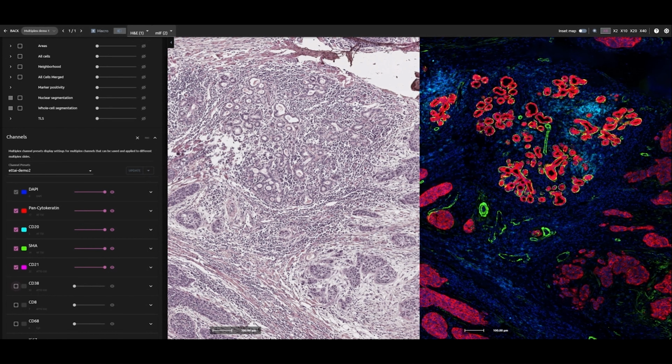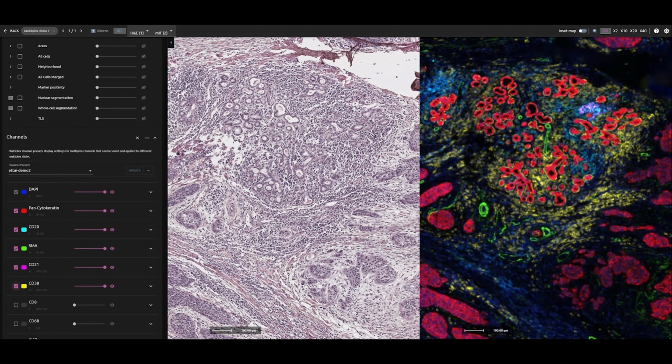Now, if you want to identify whether one of these B cell aggregates is a TLS, we can turn on CD21. Indeed, we can see in the top right corner a B cell aggregate which is also positive for CD21, which is a marker for follicular dendritic cells, and this is the TLS. In yellow, you can see CD38, which is a marker for plasma cells, and we can see that this tumor is surrounded by a lot of plasma cells as well as B cell aggregates.